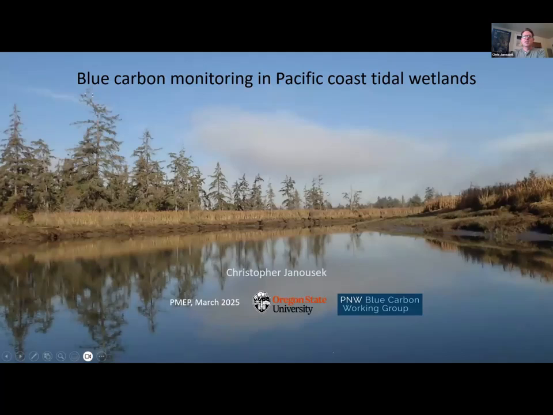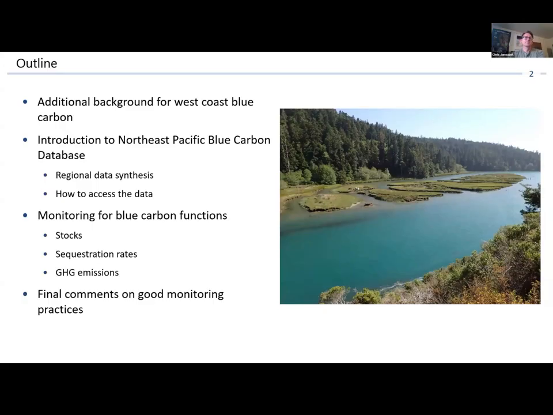I'll be talking about blue carbon monitoring along the Pacific coast, and also about a database that we've compiled to really pull together all the information that's been gathered by other speakers in the symposium, as well as some of you on the call and lots of researchers along the West Coast.